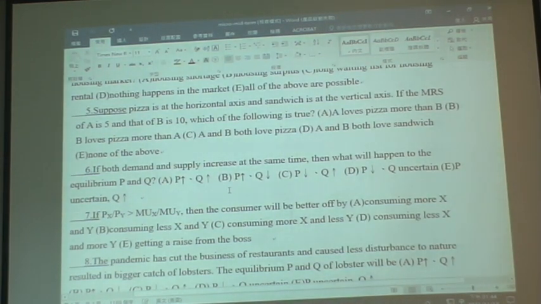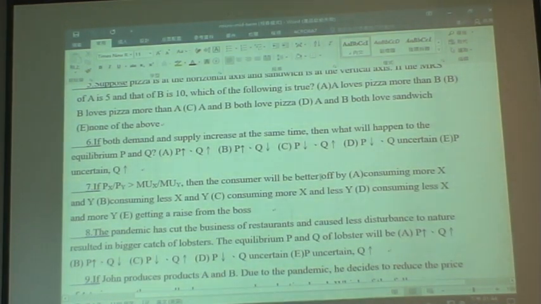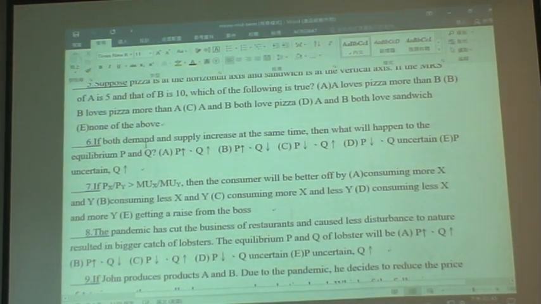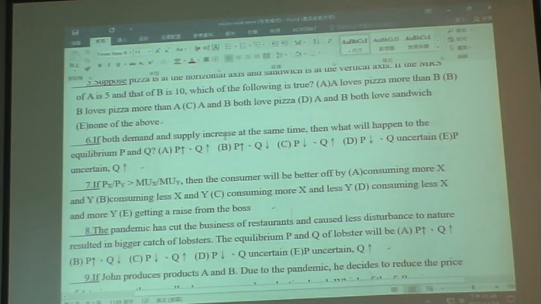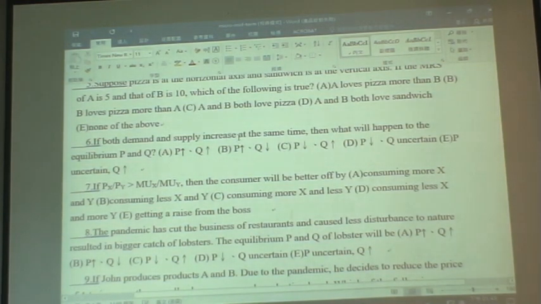Okay? So question 6, Wang Xiuhui, not here. Lin Yuxiang, question 6. If both demand and supply increase at the same time, then what will happen to price and quantity? Price uncertain, quantity goes up. Okay, because if demand increases, price and quantity will go up. If supply goes up, price will go down, quantity will go up. So in this case, quantity will definitely go up. But for the direction of the price, one up, the other down, so the movement of the price is uncertain. So the answer is E.